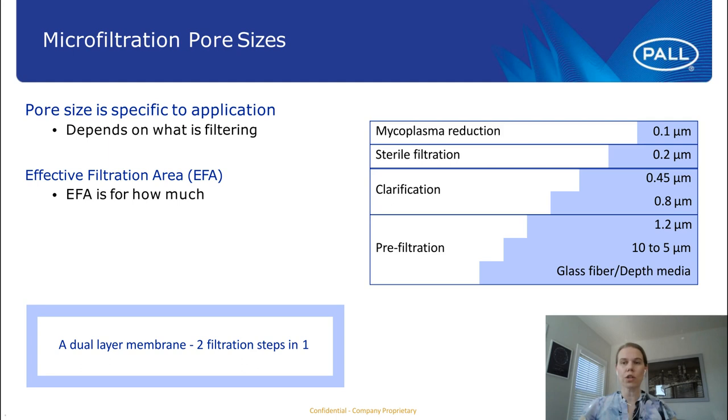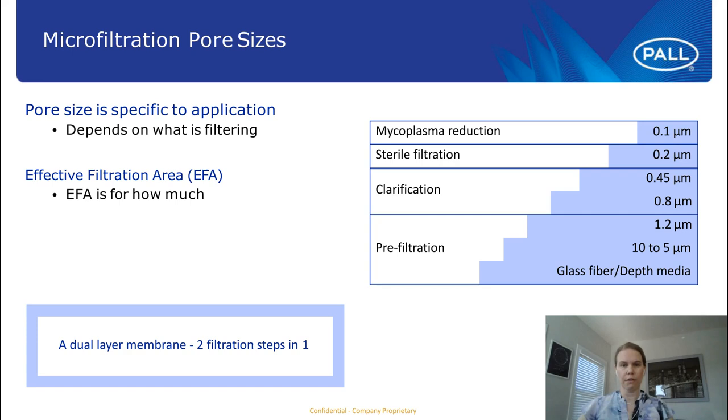And once again, if you look at the table on the right-hand side, you can see various membrane pore sizes listed. If we look from the bottom, the first step has depth media and glass fiber, and as we move up those steps all the way to 0.1 micron pore size media, we see that the usage of those membranes significantly reduces. So for example, we would use depth media to remove large particles from the sample, just to clean up that sample before we move, let's say, to sterile filtration. That depth media filter would be used in many more applications compared to the sterile filtration filter.